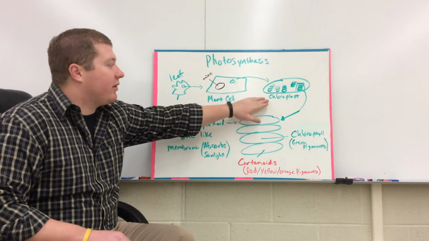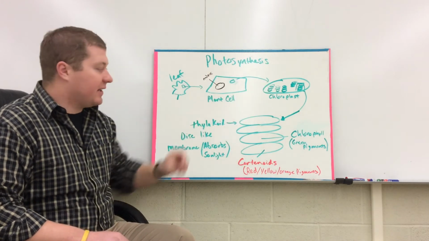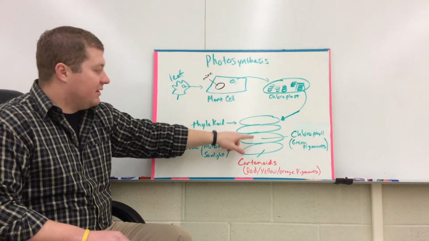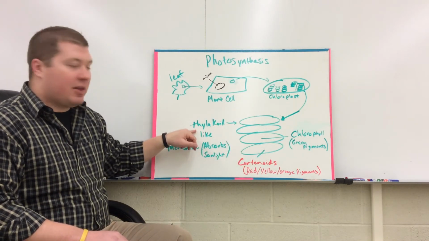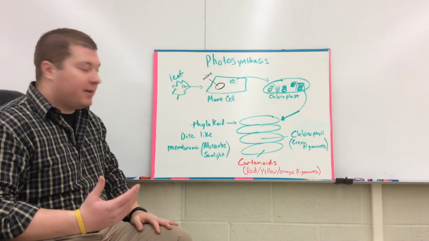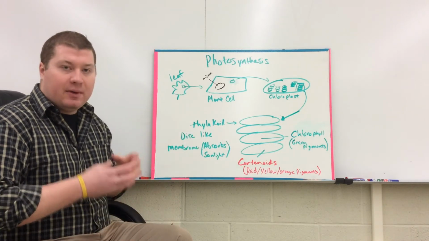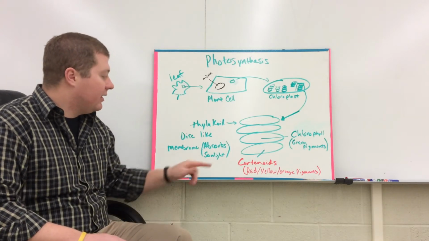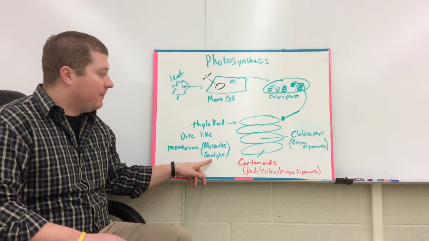If we break down the chloroplast, there's a bunch of little discs inside the chloroplast. If we zoom in on a stack of those discs, we get what we call a thylakoid. Those are very, very small disc-like membrane material, and those absorb the sunlight.